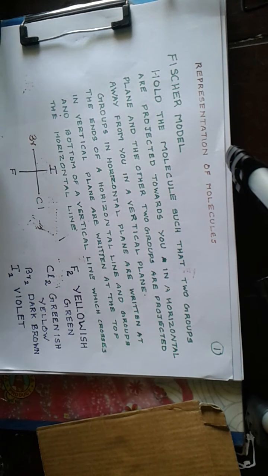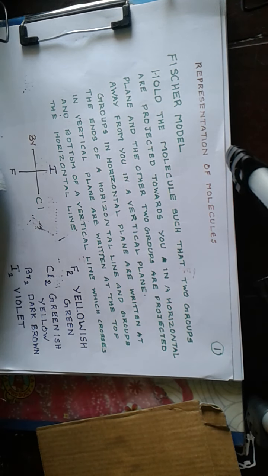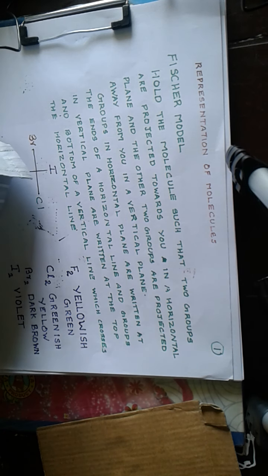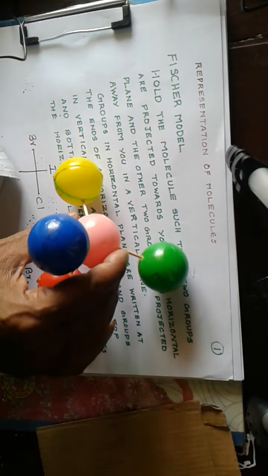Now let us see how a molecule may be represented from the molecular model. One method is called the Fischer method or Fischer model. In the Fischer method, the molecule is held in such a way that two groups are directed towards you in a horizontal plane, and the other two groups are directed away from you in a vertical plane. Now consider this molecule.